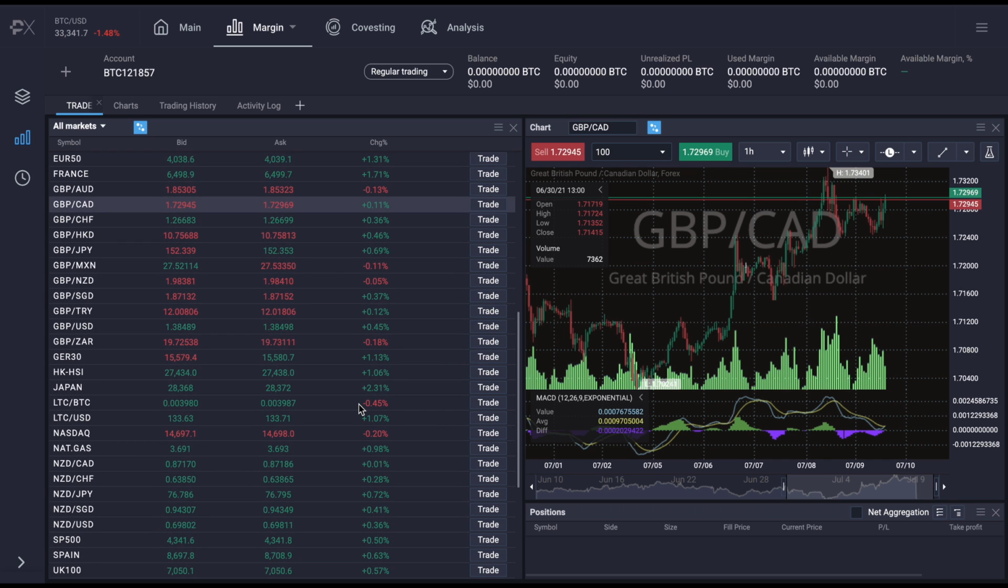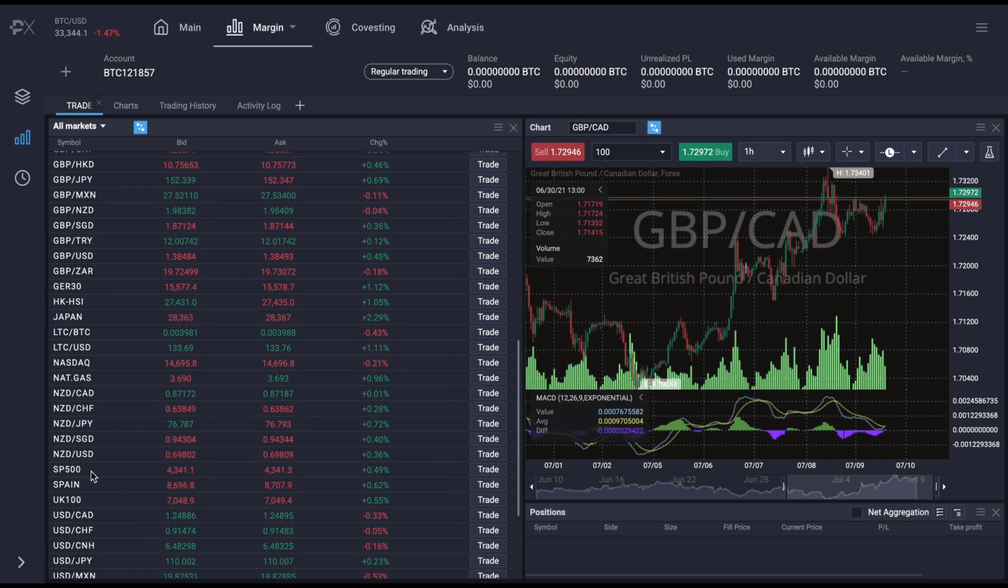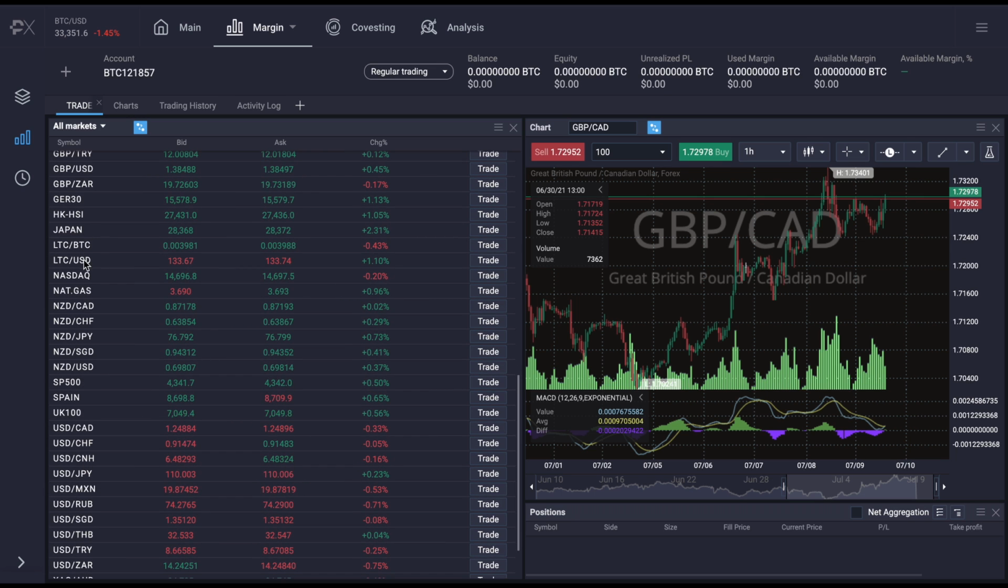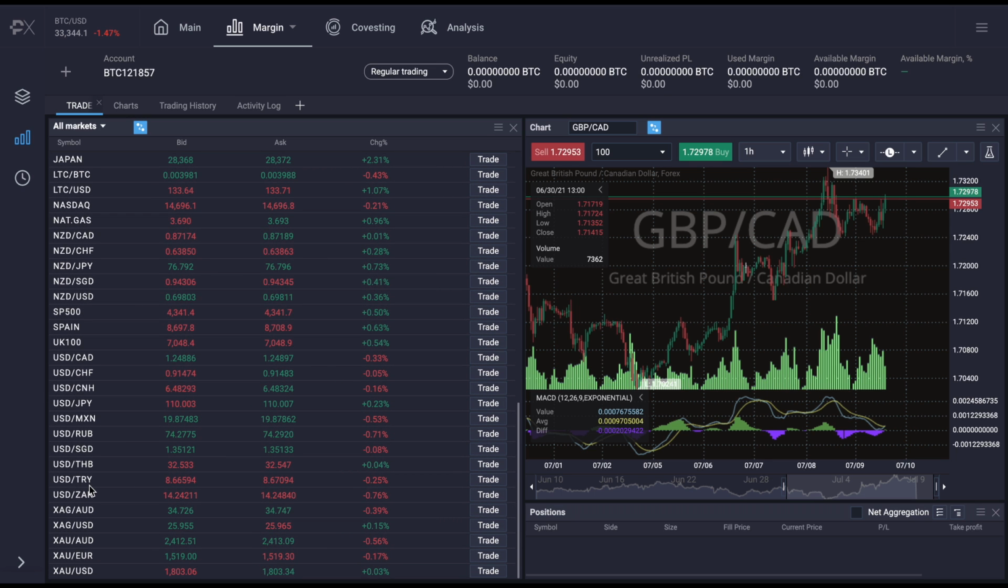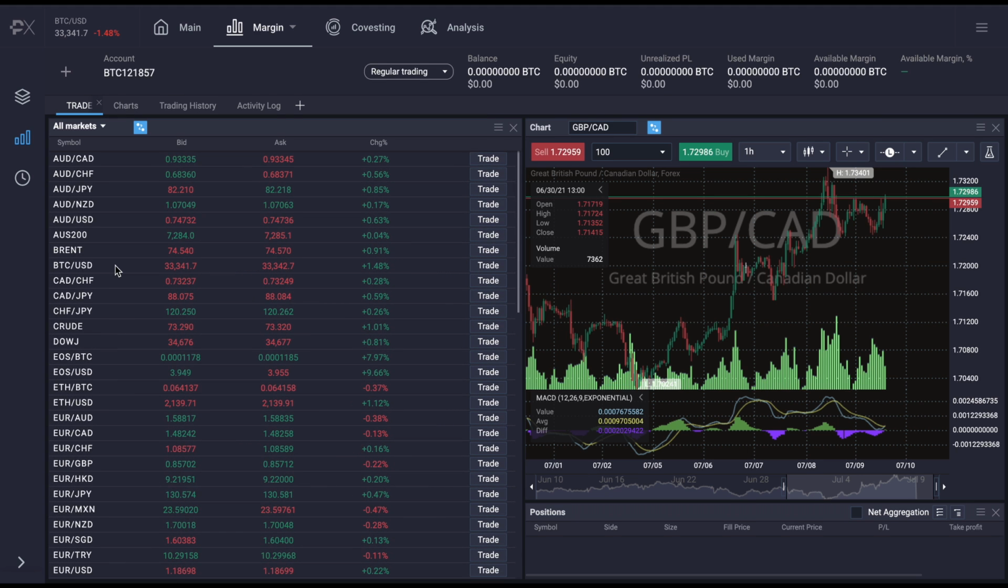But there are a number of different markets to trade. The UK markets, the S&P 500, the Nasdaq, gold and silver. Like, their possibilities are endless with this platform.